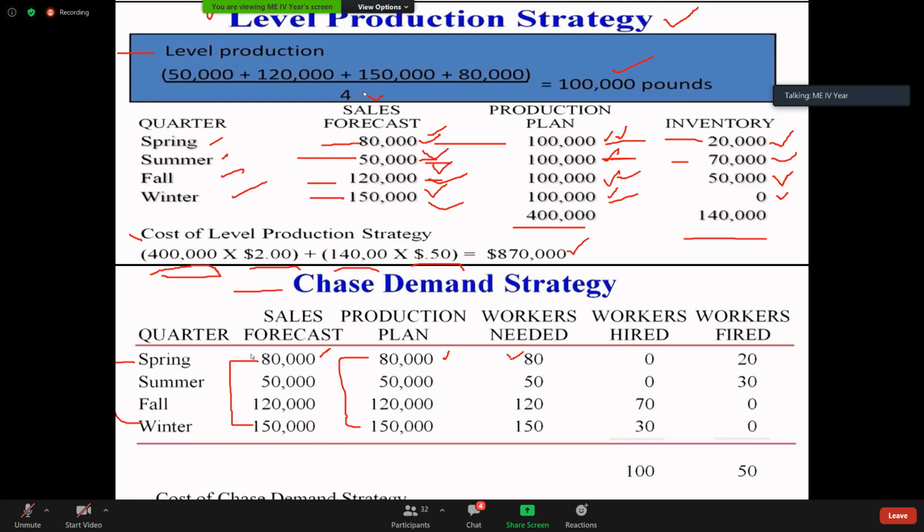Okay, so that I don't need to hire. I need to make the product only 80,000, so I don't need the extra 20. Similarly, I have a demand of 50,000. I can make on this month, this quarter is 50,000. So I need only 50, not required 100 members for a particular quarter. Okay, so the remaining 50 I no need.